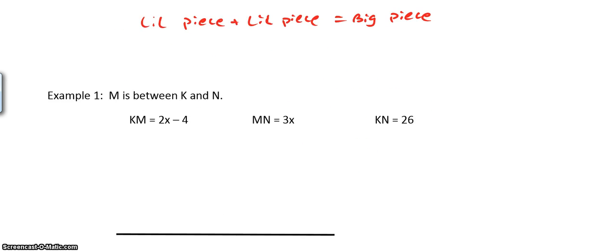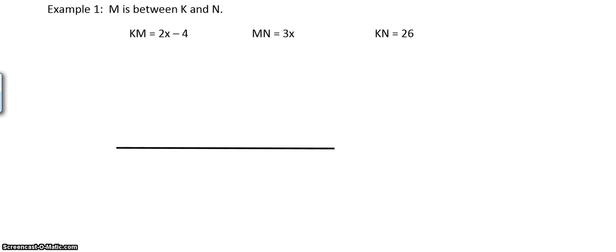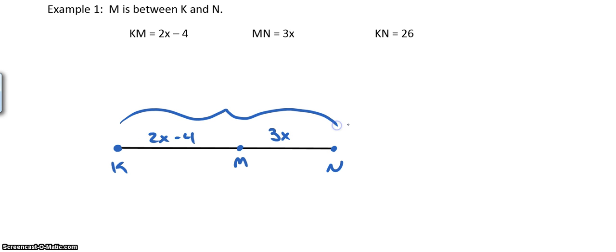So, let's look at our first example. It says, M is between K and N. So that tells me K and N are my endpoints, and M is somewhere in between. We don't know where M is yet, so I'm just going to put it right here for now. It really doesn't matter to start, and we'll go back and analyze it later. So we know KM is 2x minus 4, MN is 3x, and KN, the entire thing, is 26.